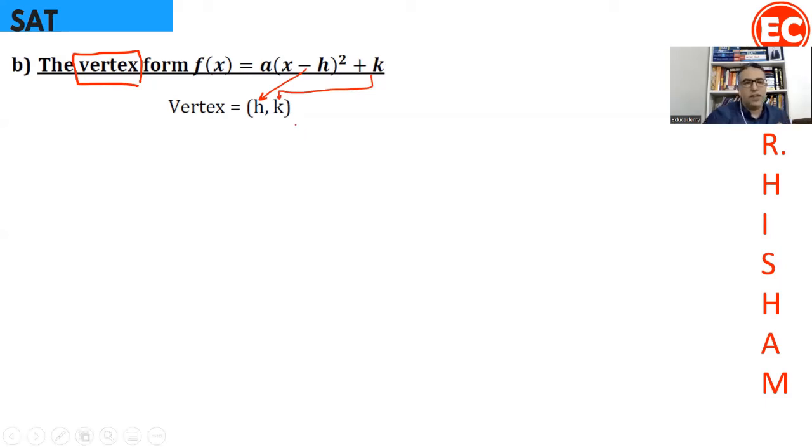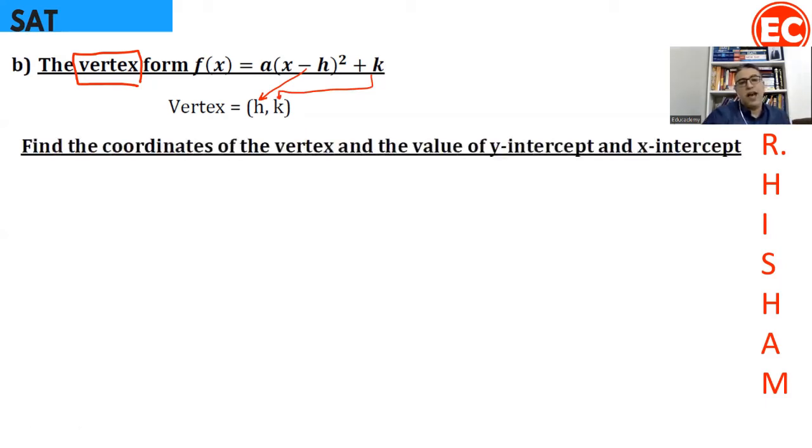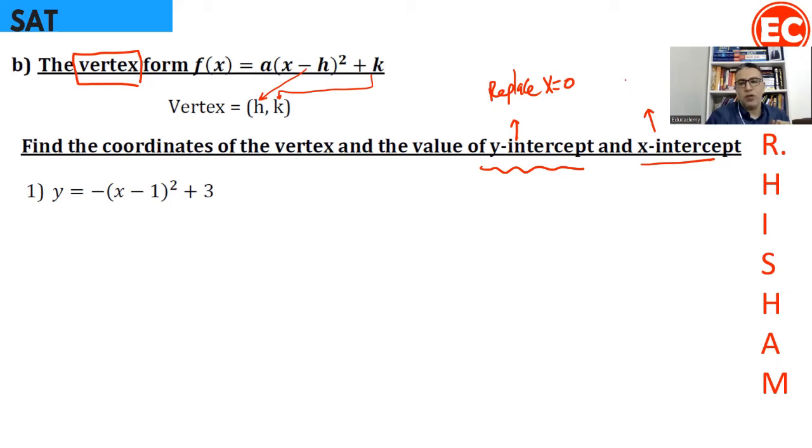But if I wanted to find the y-intercept of this function, I'm going to replace the x in the function with 0. And if I want to find the x-intercept, I will make the equation equal to 0. Again, if I wanted to find the y-intercept, in the last form it was c, but here it's not k. I'm going to replace x with 0. But if I wanted to find the x-intercept, I'm going to replace y with 0.